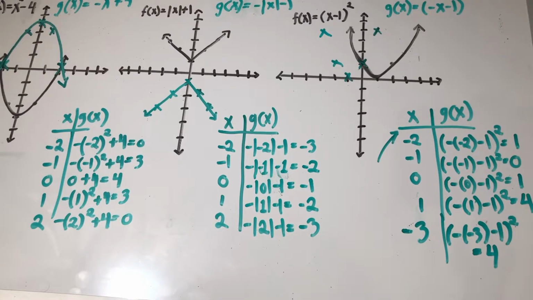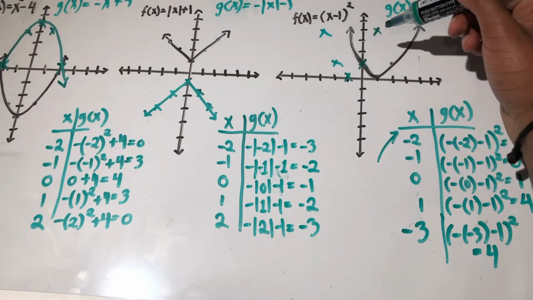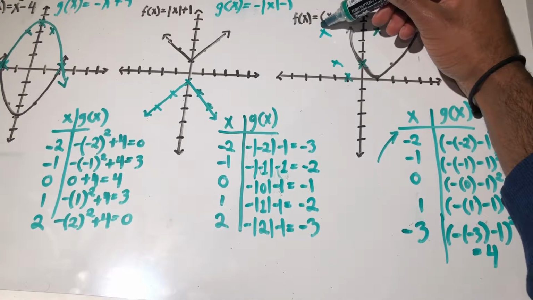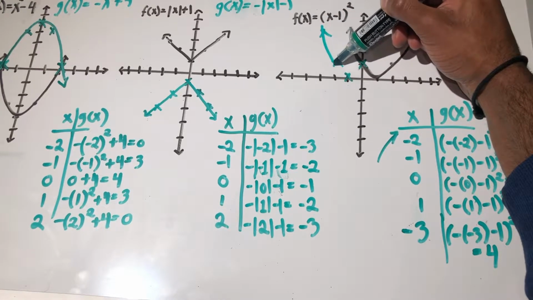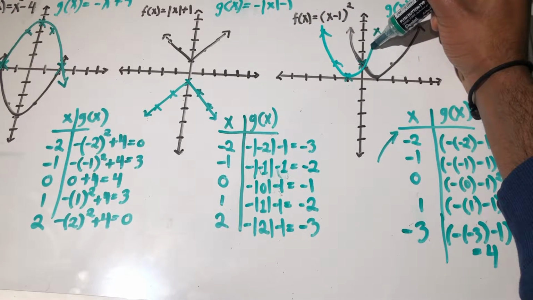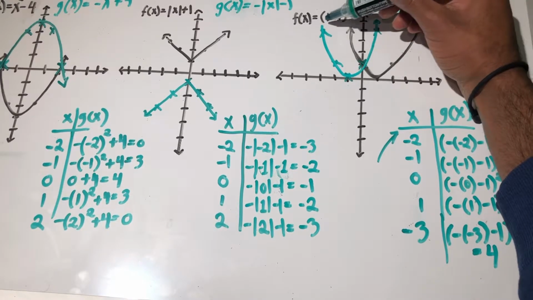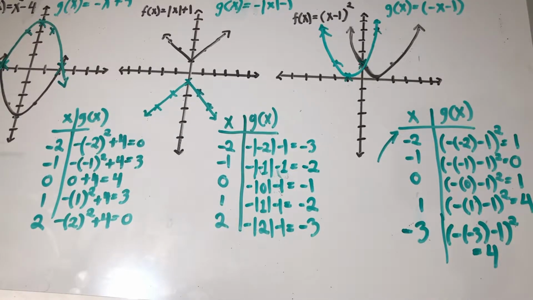Now all our points fit on the graph. And if we go ahead and plot and connect those dots, our function is going to look like this. So the function has been reflected across the y-axis, and there's also a horizontal shift towards the left, 1 unit.